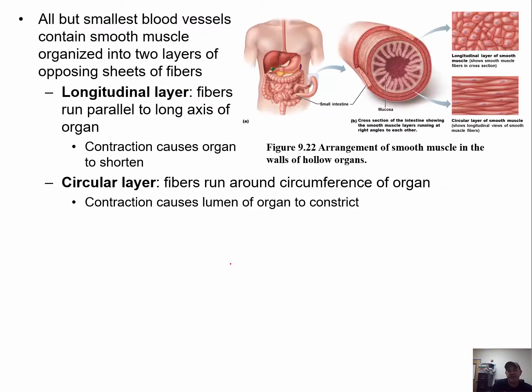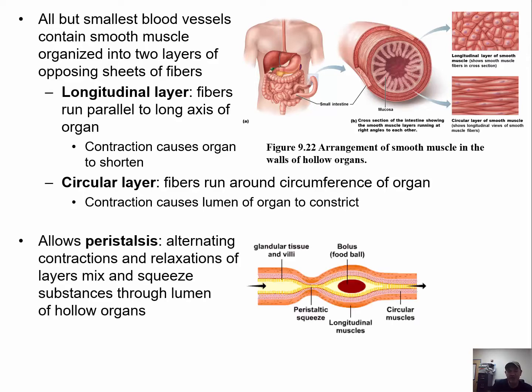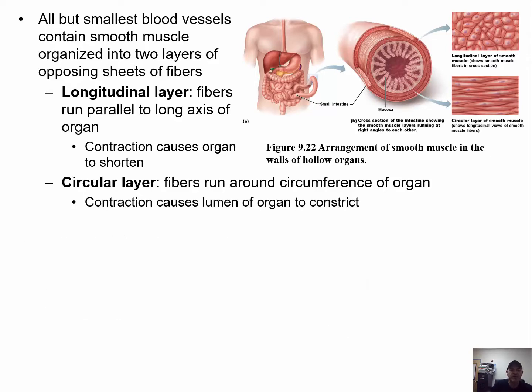So the hollow organs, like the intestines and urinary bladder, are going to have smooth muscle, even blood vessels, except for the smallest blood vessels. So the smallest blood vessels wouldn't have them. In these hollow organs, the smooth muscle will be arranged in sheets or layers.